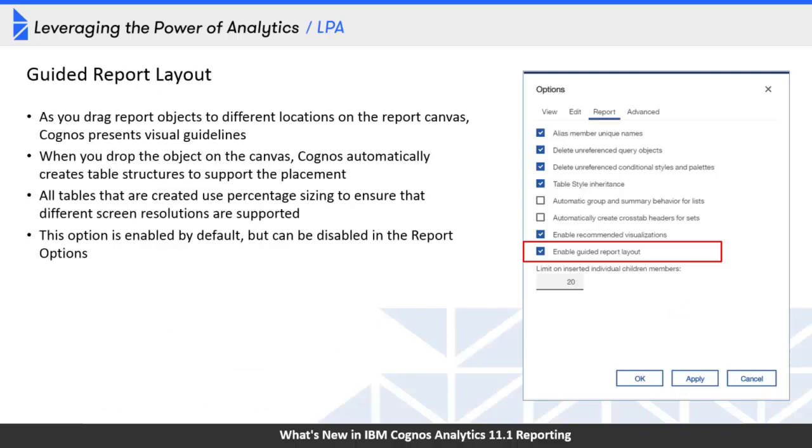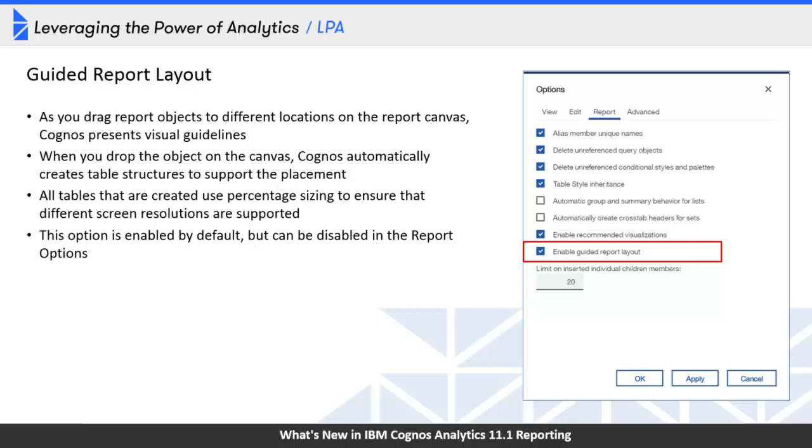Let's talk about guided report layout. There's two features that are part of the options, and by default, after you upgrade to 11.1, they are enabled, and they're called guided report layout and recommended visualizations. They're both under the options menu and the report tab, and you can enable or disable them as needed.